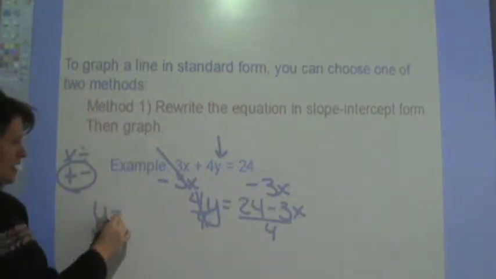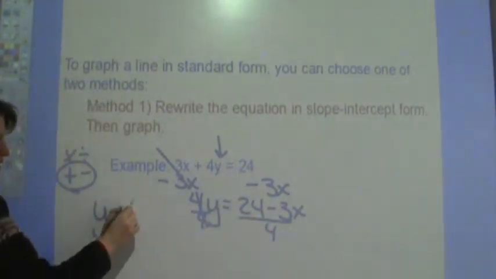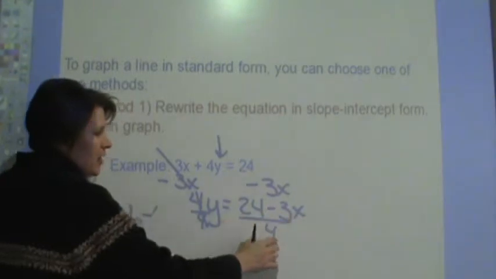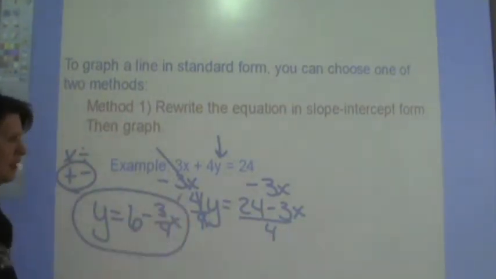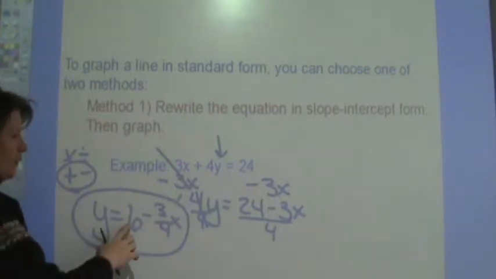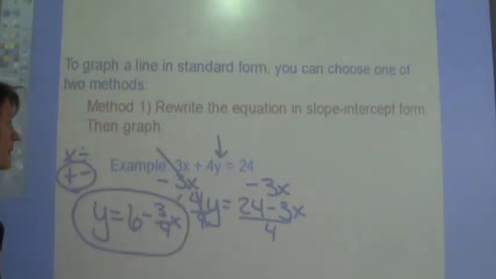So y is going to equal 24 over 4 is 6. And then 3 over 4, we could just leave like that as our slope. And that's our answer. So then we just go ahead and graph it. We'd start at 6 and go down 3 over 4.